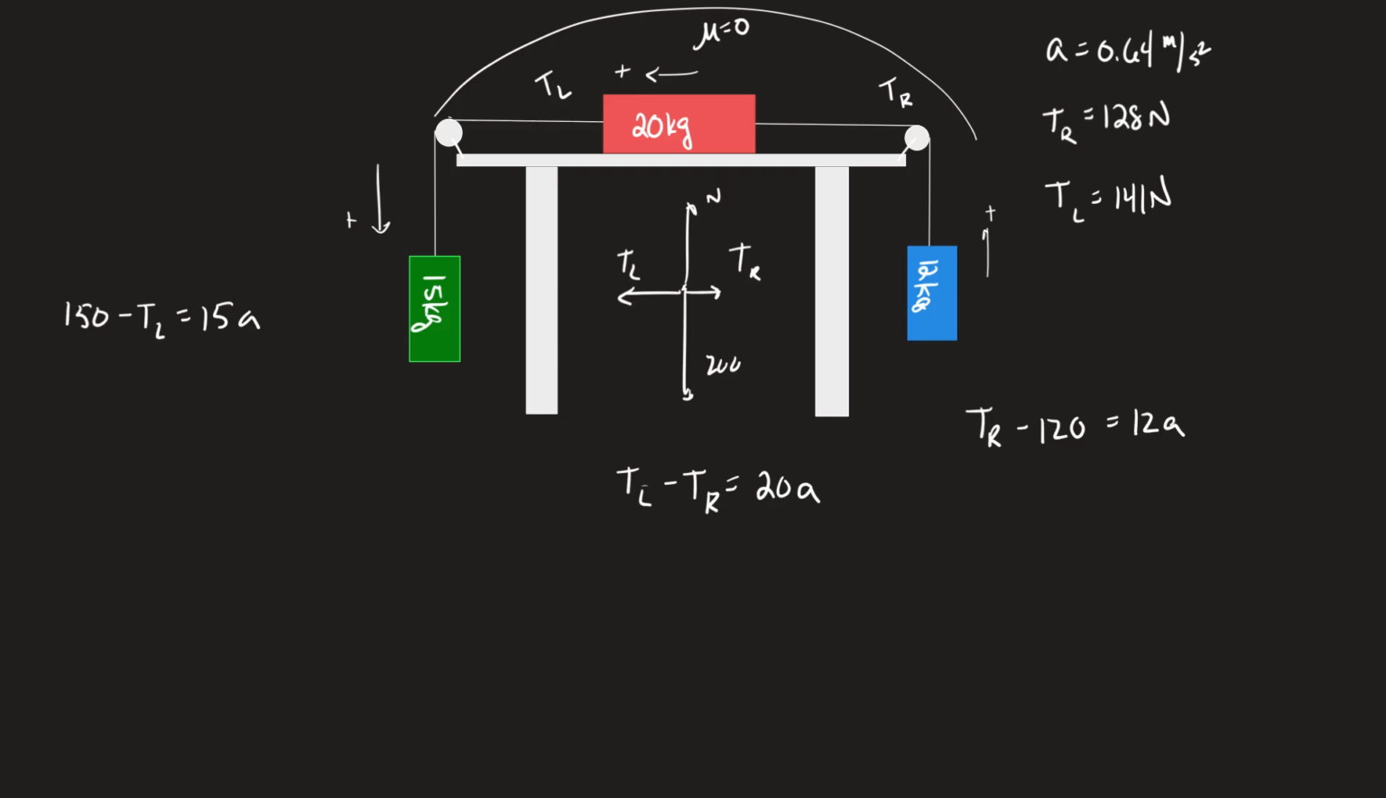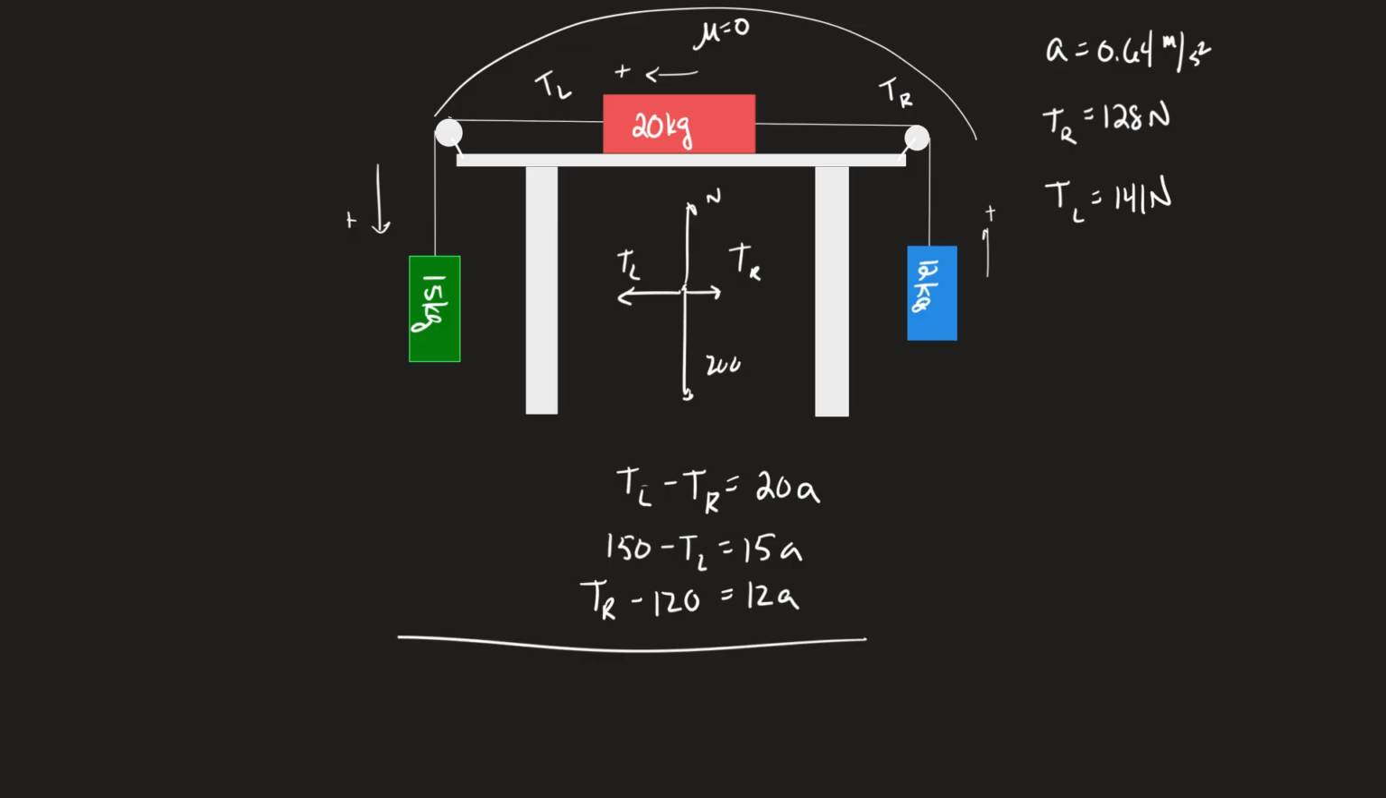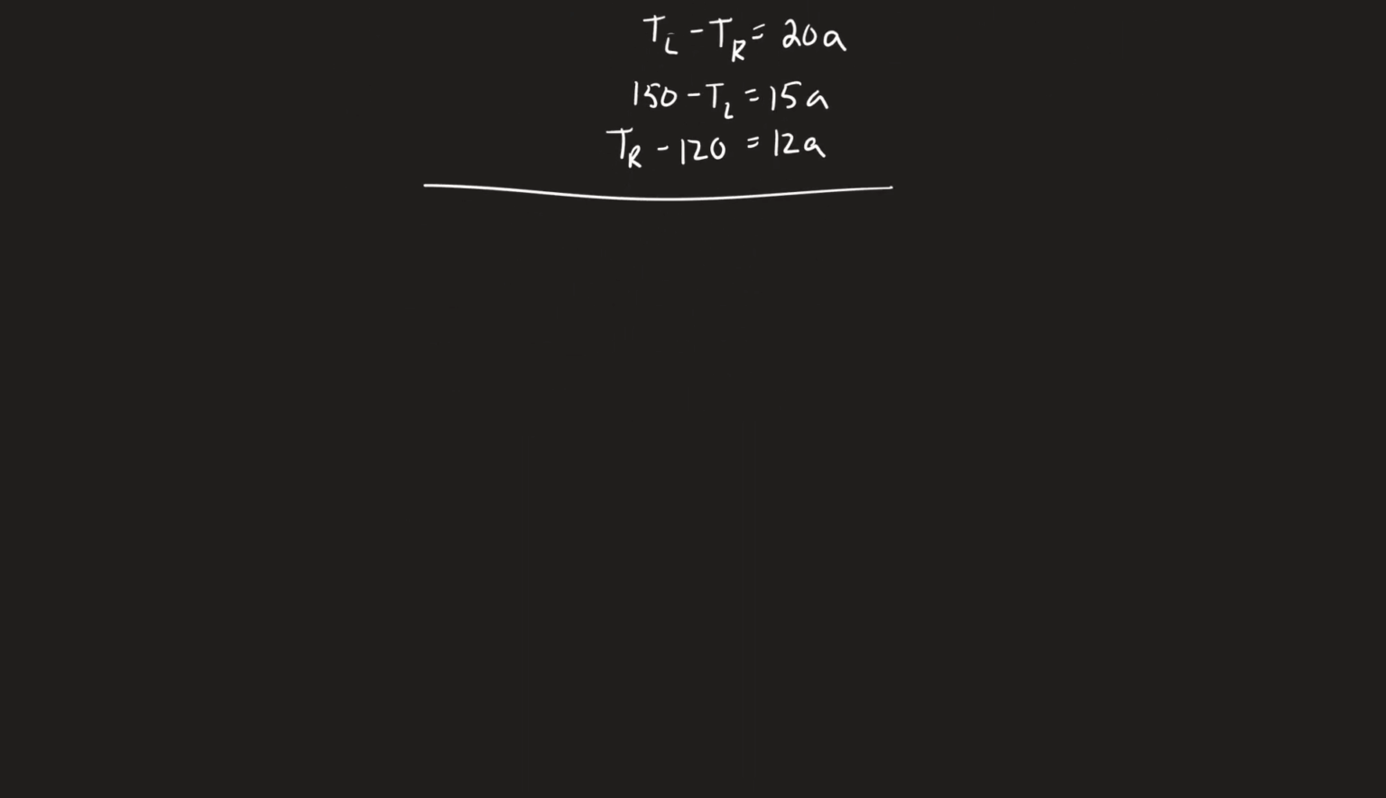Now, you can do substitution here, but this is one of those cases where I really think you're better served adding these together. Because if you add them together, do you see that there is a positive TL and a negative TL, and a positive TR and a negative TR? If you do this the way I'm suggesting, these will all cancel out, and you're just going to be left with 150 minus 120 on the left side. That's a lot easier than substitution.